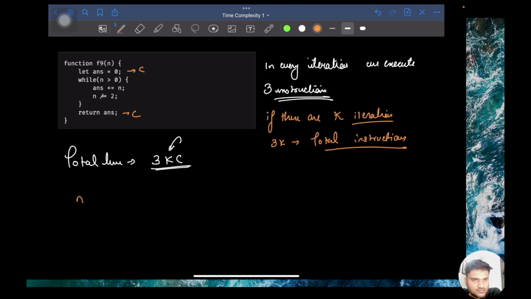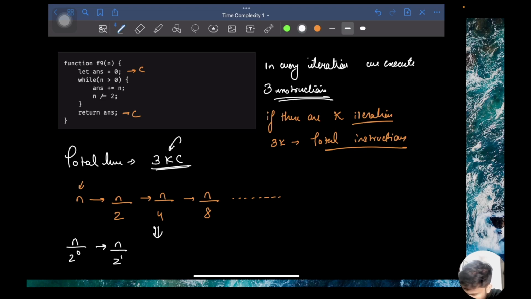Now just think about it. Initially the value of n is like normal n. This is the value of n in the first iteration. Then it reduces to n by 2. See, you do n is equals to n by 2. Then it reduces to n by 4. Then it reduces to n by 8, and so on and so forth. Can I say that? So if you just carefully analyze the denominators, can I write it like something like this? n by 2 raised to the power 0, then it reduces to n by 2 raised to the power 1, then n by 2 raised to the power 2, then n by 2 raised to the power 3, and so on and so forth.